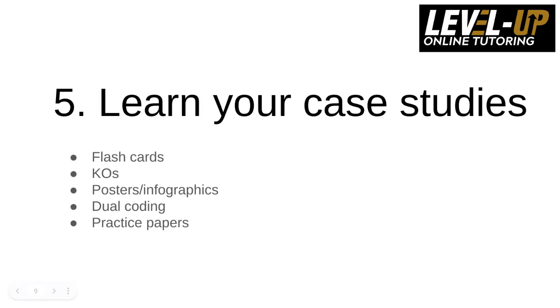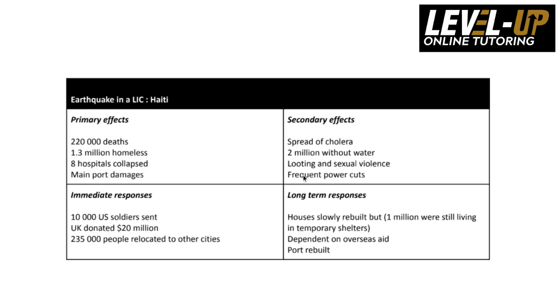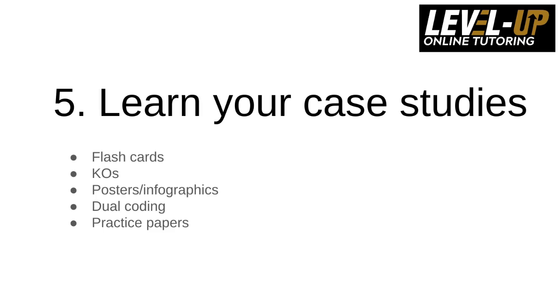Okay. You can make a knowledge organizer where you just write out all the information in sort of sections. You can make an infographic or a poster. You can do dual coding where you draw pictures. Like I might draw, I don't know, it's a bit morbid, I might draw a coffin and next to it write 220,000. Okay. I might draw a boat to remind myself that the port was damaged. And then, of course, you can get practice papers and practice questions as well online, and it's always good to practice those.